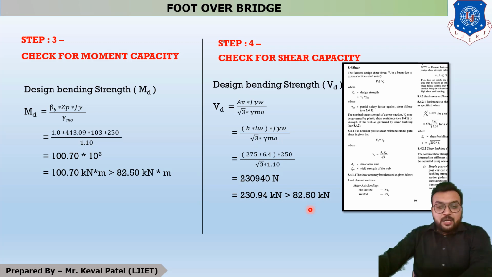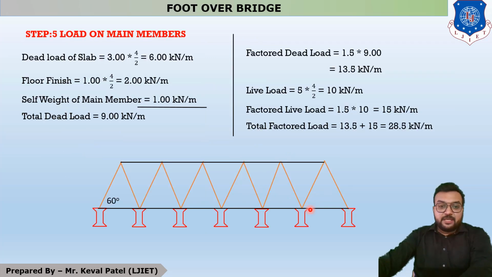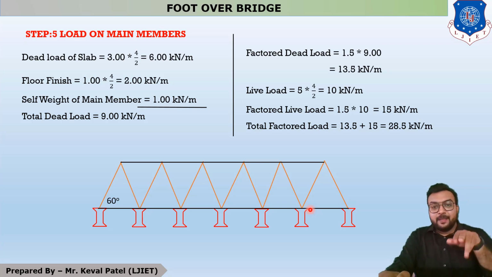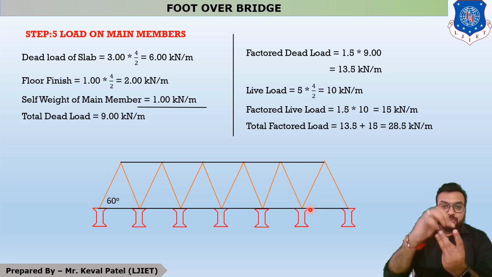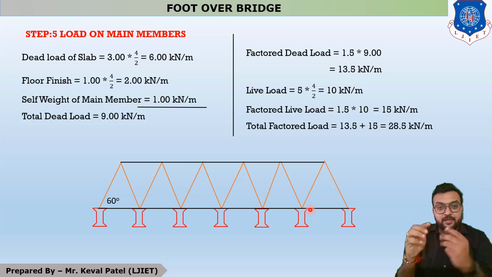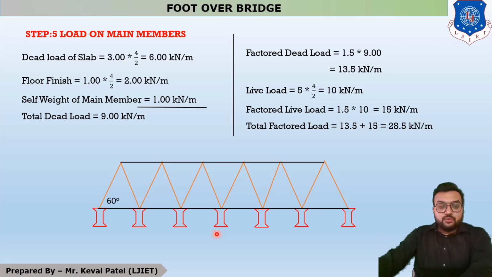Now we are moving further to the fifth step, and our fifth step is load on main members, because after the calculation of the cross beam, our main members, which are the three main members: top chord, bottom chord and diagonal member. So the design of these three members is completed in this and the next lecture. Whenever you have to design any structural component, first of all you have to find out loads. So first of all we have to find out load on the main member.